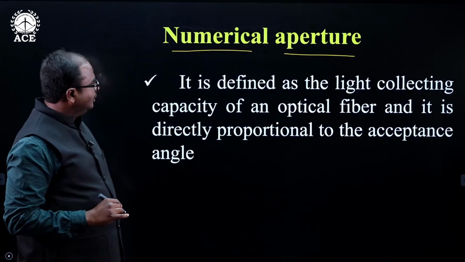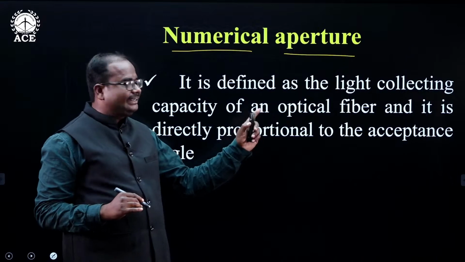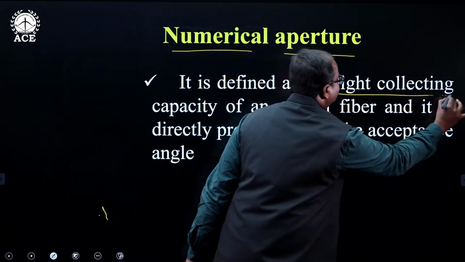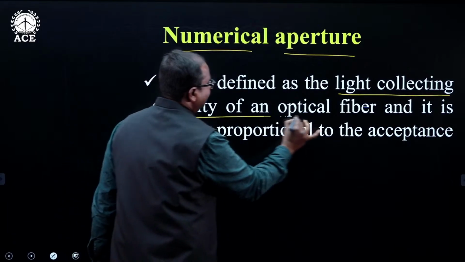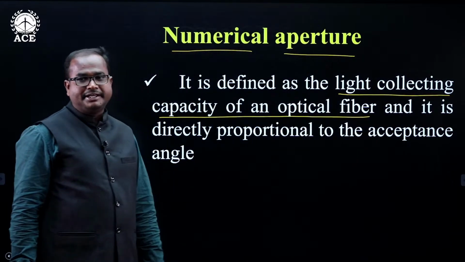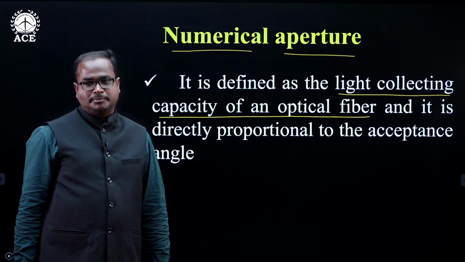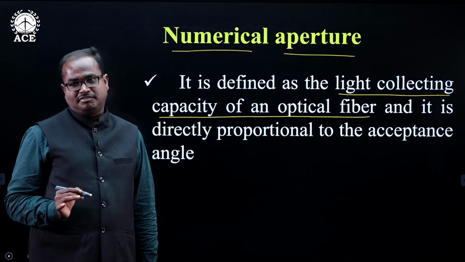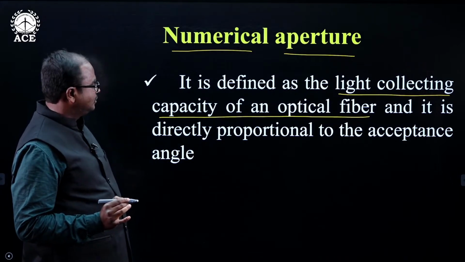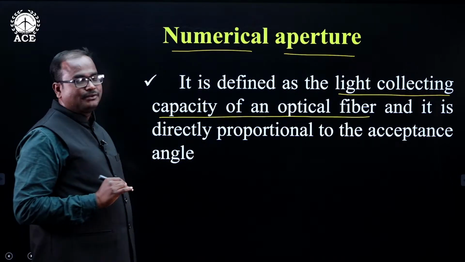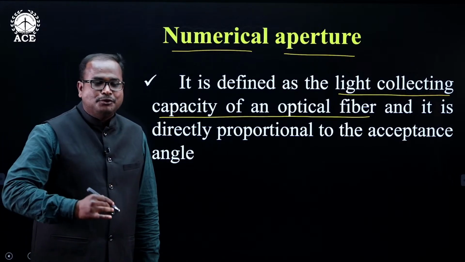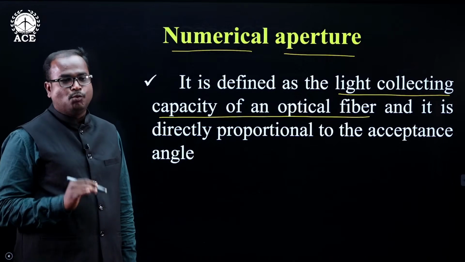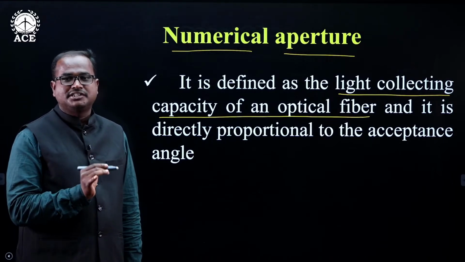Okay, you see it is defined as the light collecting capacity. The light collecting capacity of an optical fiber is known as numerical aperture, and it is directly proportional to the acceptance angle. If you know the acceptance angle, we can easily find the numerical aperture. What is the relation between numerical aperture and acceptance angle?